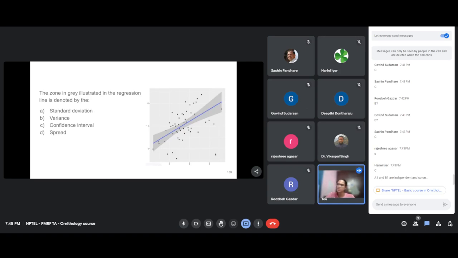regression analysis, what is usually denoted by the gray area? You can denote a lot of things with gray. You can choose whatever you want depending on the code, but what is usually illustrated?